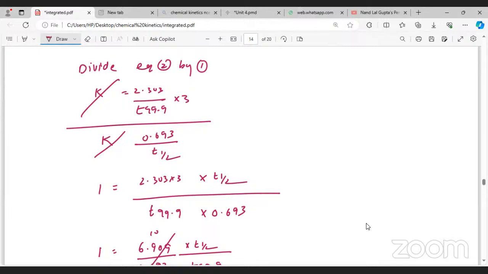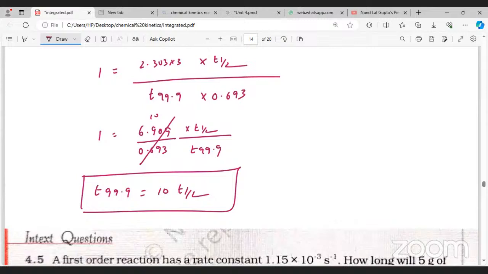Done. Final, understood, final. Yes, sir. Okay, if you understood, that is good. Can you solve one more problem here?